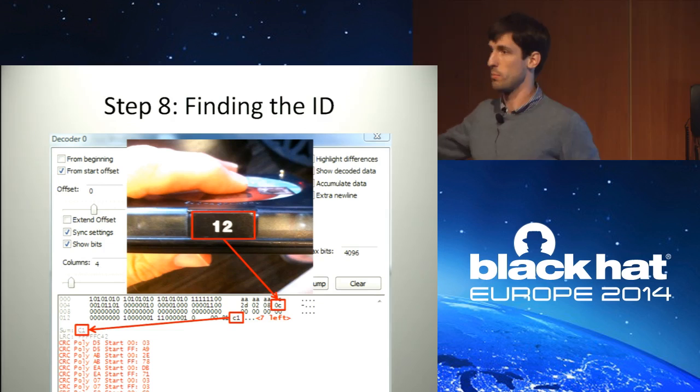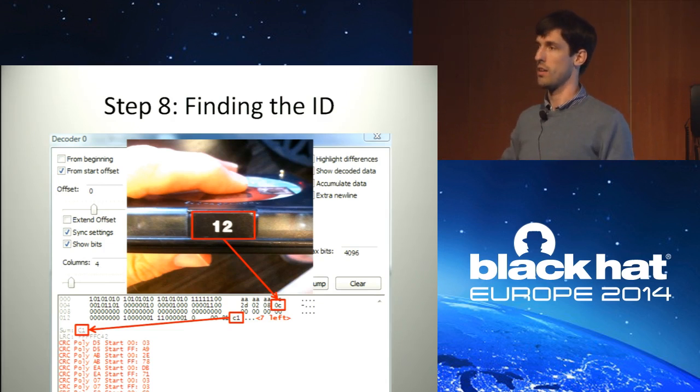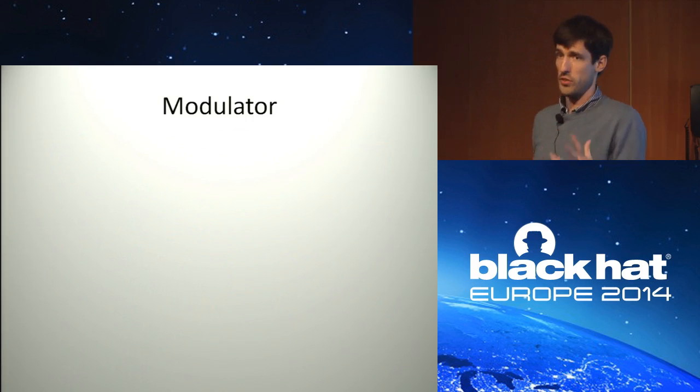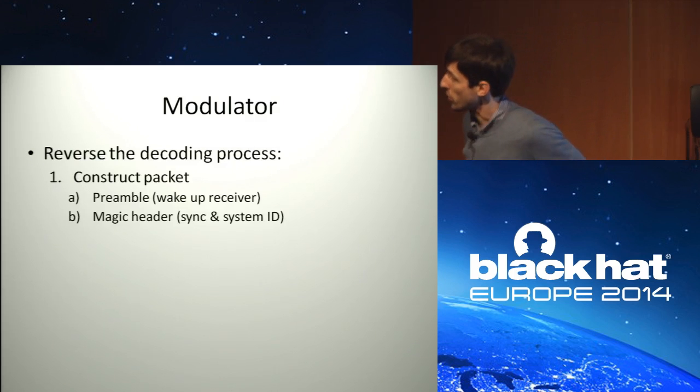Turned out to be a really simple sum over the entire packet, mod 255. And it matched. So that's the decoding process. What about making an encoder? Well, you can construct the packet.